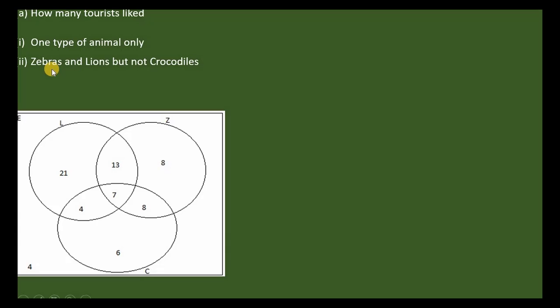And the other part says we should calculate the number of tourists who watched zebras and lions but not crocodiles. So in this case, all those who watched crocodiles will not be included in this question. That is 6, 8, 7, and 4. All these who watched zebras and lions, so we get 8, 13, and 21. So these are the ones excluding these here in crocodiles. Okay, and so these are the answers here.